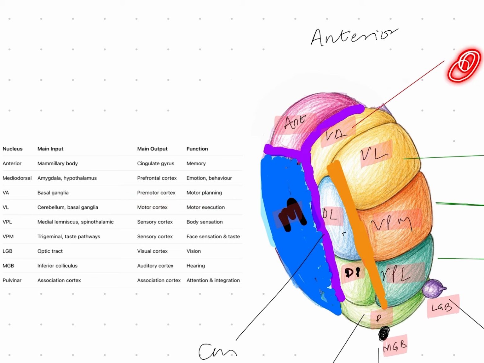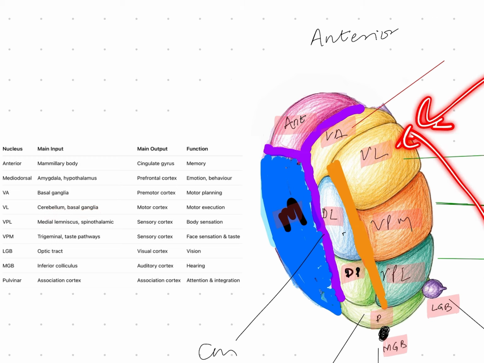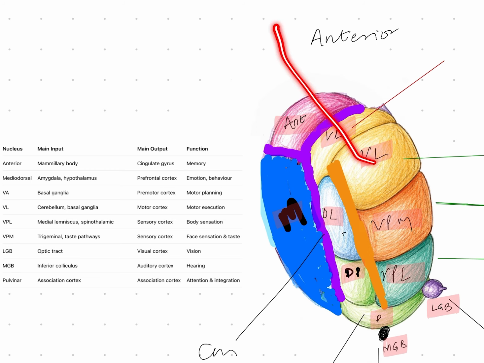The ventrolateral takes input from the cerebellum as well as the basal ganglia, and will go to the motor cortex, and it is for motor execution. That's why it goes to the motor cortex rather than the premotor. And then the ventral posterior medial and ventral posterior lateral.